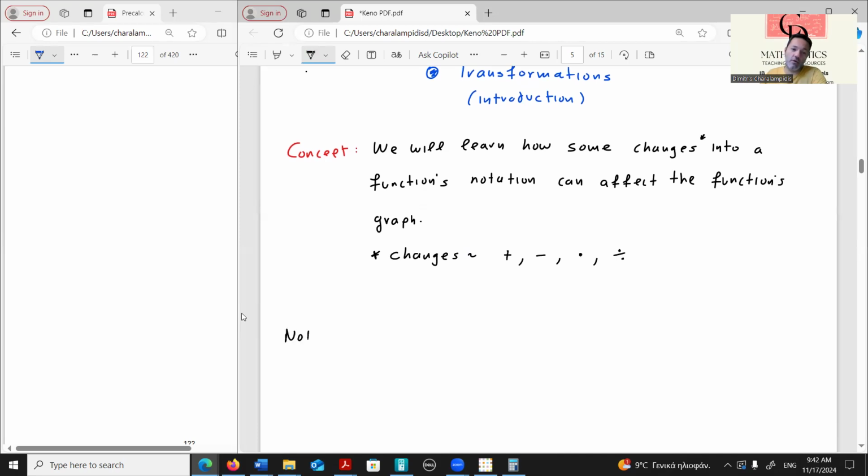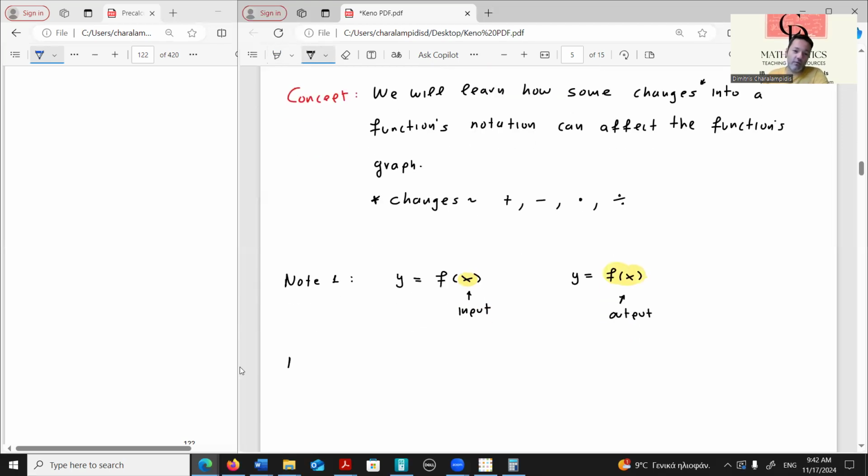There are some rules or notes that we will keep following. First of all, note number 1. When we have y equals f of x, the x is called input. Similarly, when we have y equals f of x, the entire f of x is called output. And why do we need this? We need that for the second note.